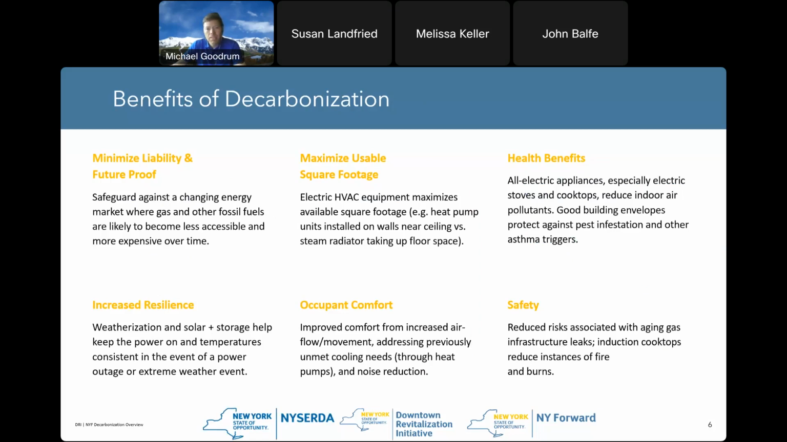There are health benefits for indoor air quality. We talked about resilience, and things like weatherization and solar and energy storage can help a building stay more comfortable and operate longer during a power outage, things like that. So there are many, many benefits to decarbonization for building projects.